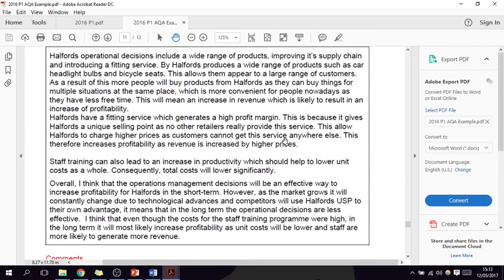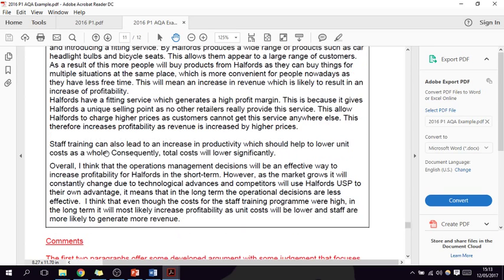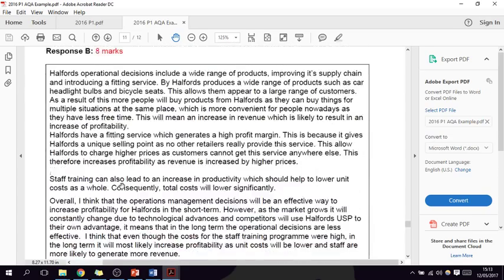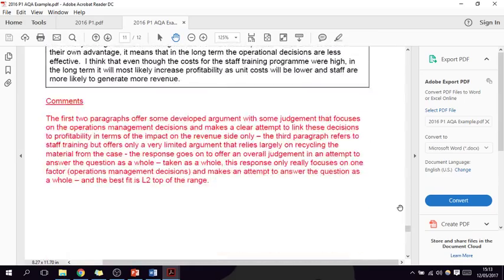This one, let's just have a look at it. Operational decisions, wide range of products, fitting service generates up. So this is all about operations decisions. That bit is about staff training, and then you've got your conclusion. So you can see that this is a pretty one-sided argument, and it gets 8 marks as a result, but feel free to pause the video and have a read. That's what AQA said.